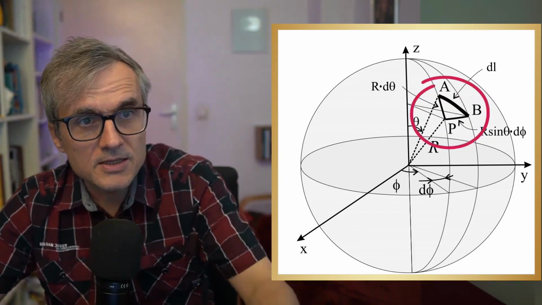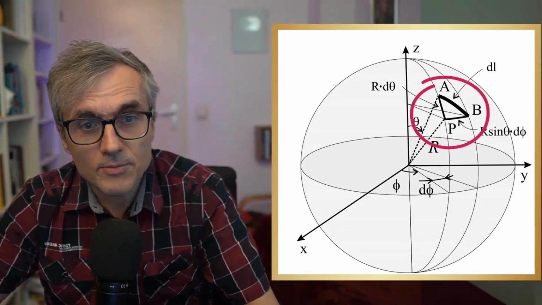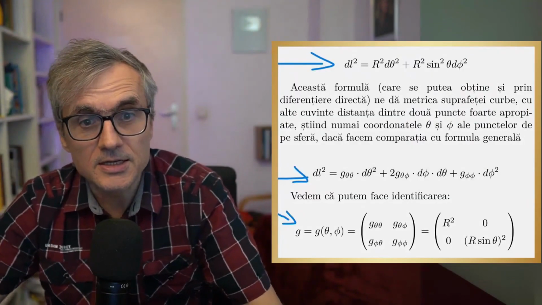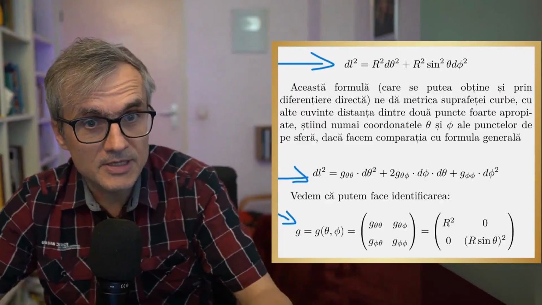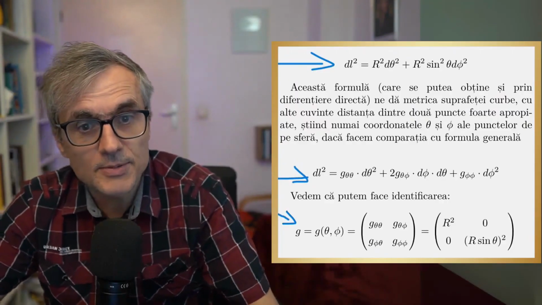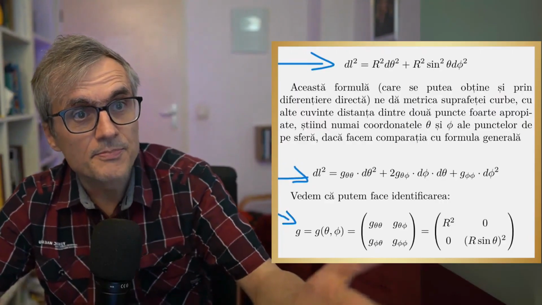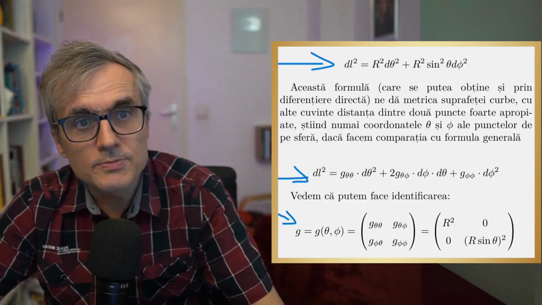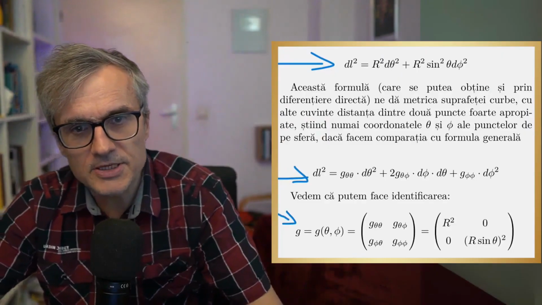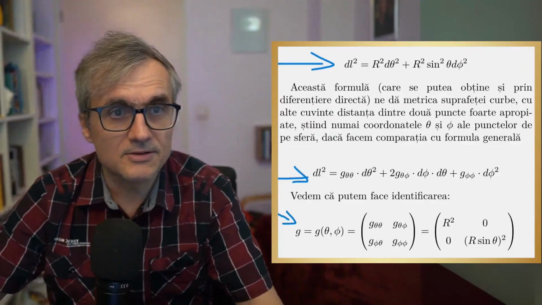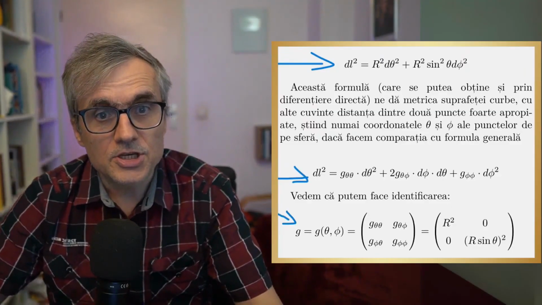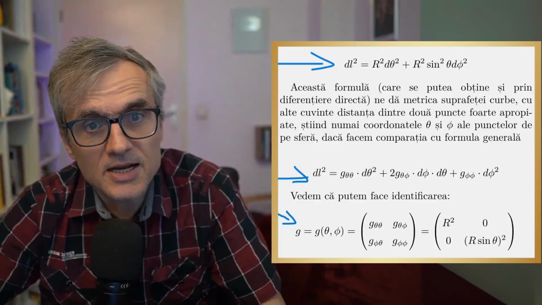We see this from the triangles that appear there, and that means we can write this relation, that d squared, meaning AB squared, from the Pythagorean theorem there, is r squared d theta squared, meaning AP squared plus PB squared, which is the second term: r squared sine squared theta d phi squared, yes. And this is essentially the metric of the surface.